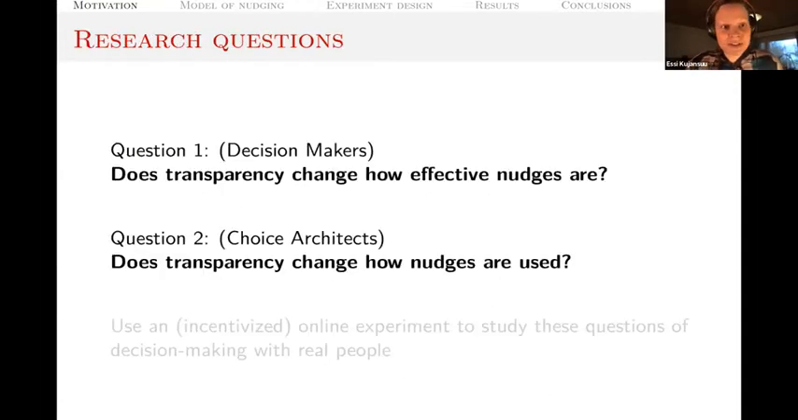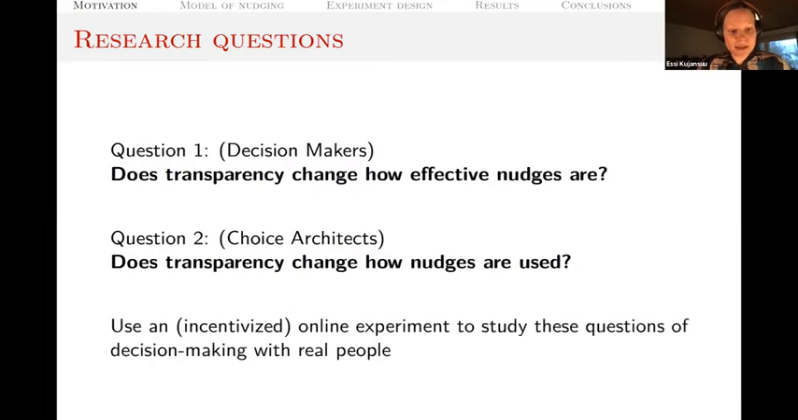My 2 questions are: how does transparency in this way change how effective nudges are in changing people's behavior? And how does transparency change how nudges are used by the choice architects? I used an incentivized online experiment. I recruit participants through Prolific to test my predictions.